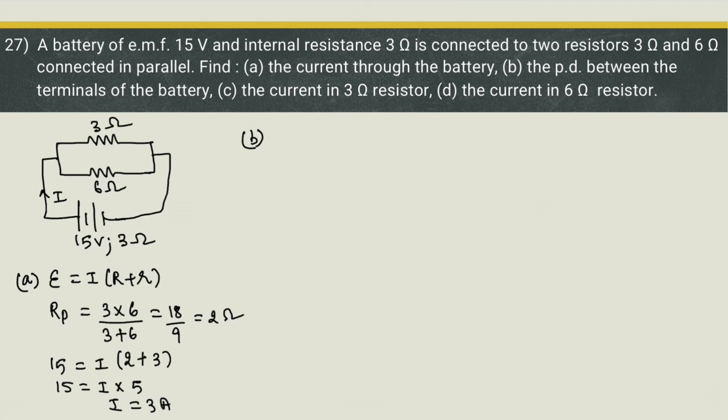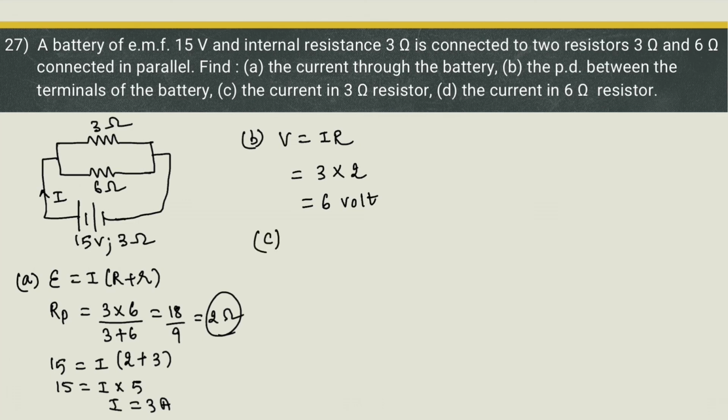Next sub question is PD between the terminals of the battery. Now this PD between the terminals of the battery is nothing but terminal voltage. So V is equal to I into capital R. Current is 3 and capital R is 2 ohm. So that is equal to 6 volt. So see, out of 15 volt EMF, terminal voltage is 6 volt. That means the remaining voltage 15 minus 6, 9 volt is the potential drop within the cell.